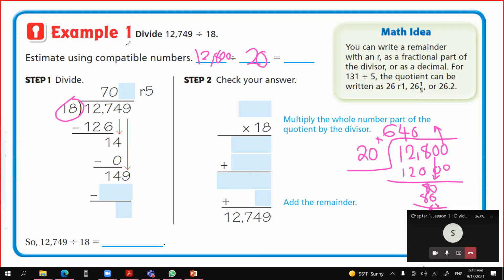Here we have 12,749. Now, they tried 6. After they tried 6, that's not working, so they try number 7. So 7 times 8, 56. 7 times 1, 7, plus 5, 12. Then I'm going to subtract them. 7 minus 6 is 1, 0, 0. And then here we have to add 4.